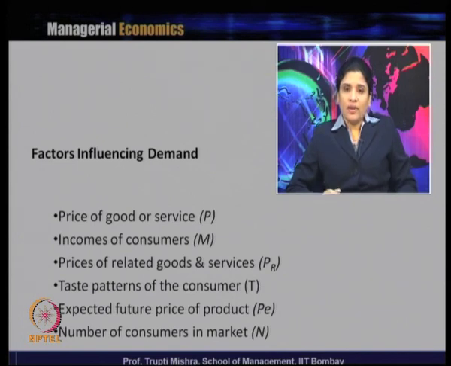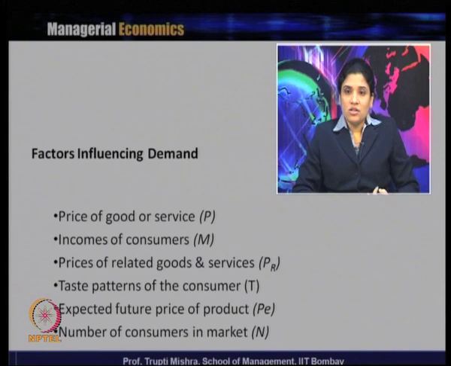And the third factor that influences the demand is the price of related goods and services. Like we are taking the example of tea and coffee. If the price of coffee decreases, obviously the quantity demanded for tea generally decreases, because the consumer will move from tea to coffee, because coffee is now a low cost product as compared to tea. So that is how the price of related goods, like price of substitute good, price of complement goods, also influence the demand for the product.